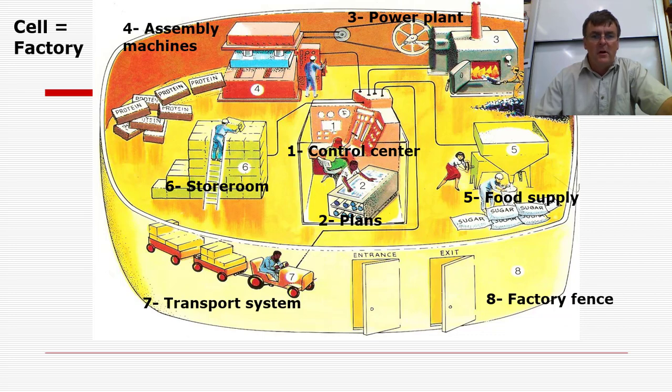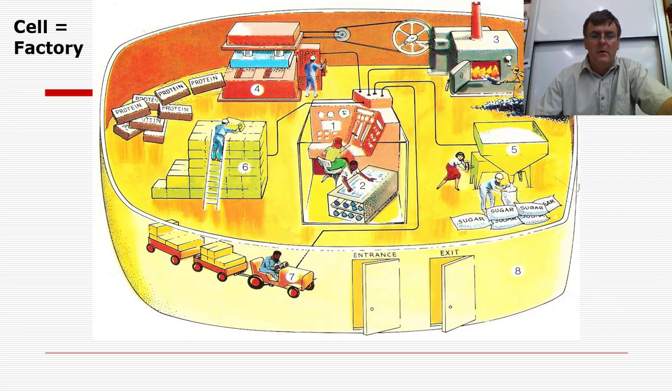So a cell is like a factory. So what does a cell have? A cell has a nucleus with chromosomes containing DNA, which are the plans for what's going to go on. It's got these things called mitochondria, which are the power plants of the cell. Ribosomes, which assemble all the things that the cell's going to make.